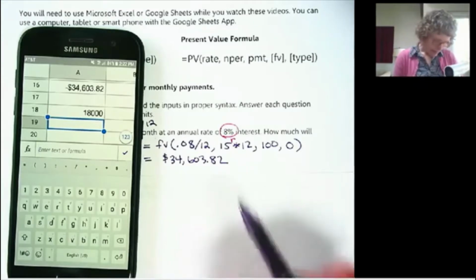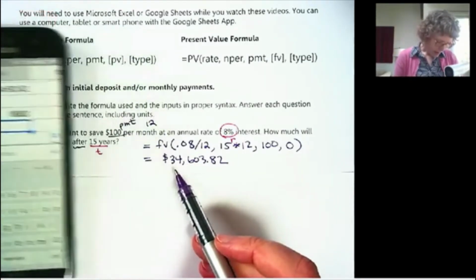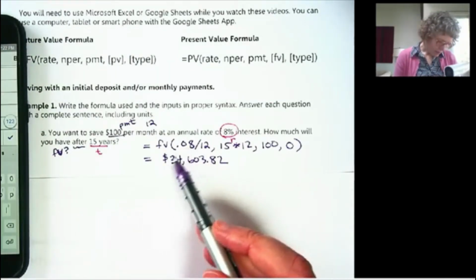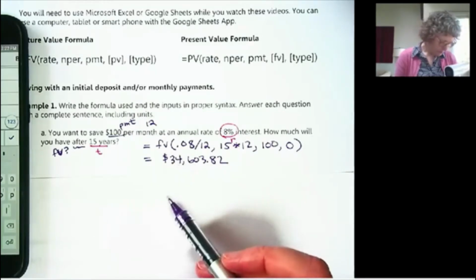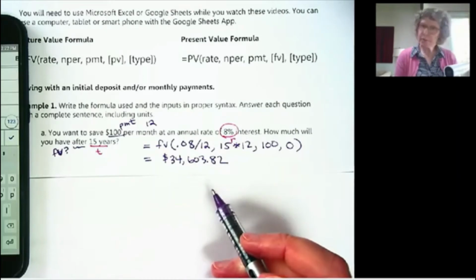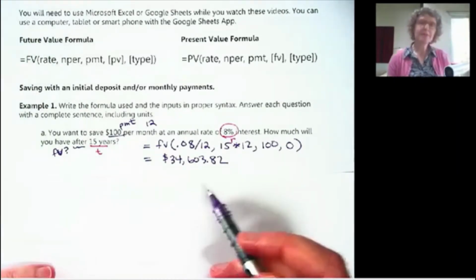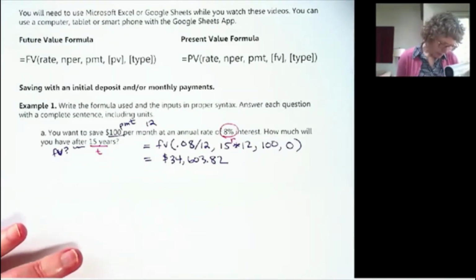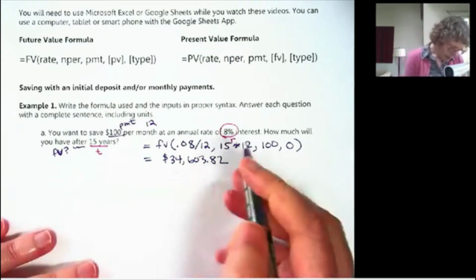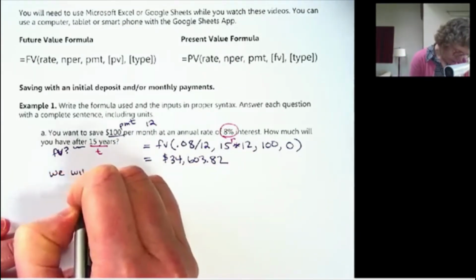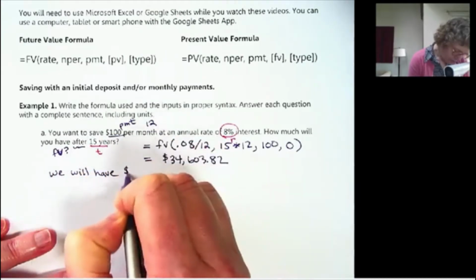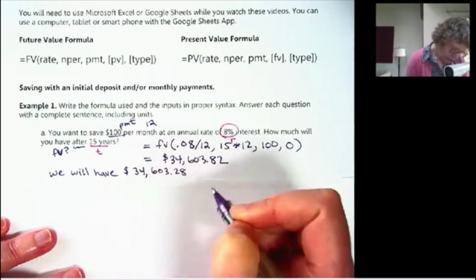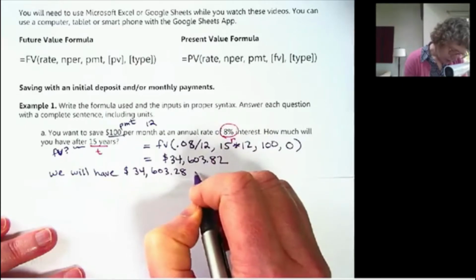So that's a lot. And that does make sense to me, because we've seen our money double before, so it does make sense that it's not quite double. Okay, seems more reasonable to me now. So saving little bits, even though $100 a month is not that little, saving pays off. So let's write that out. We will have $34,603.82. Oops, I switched those.